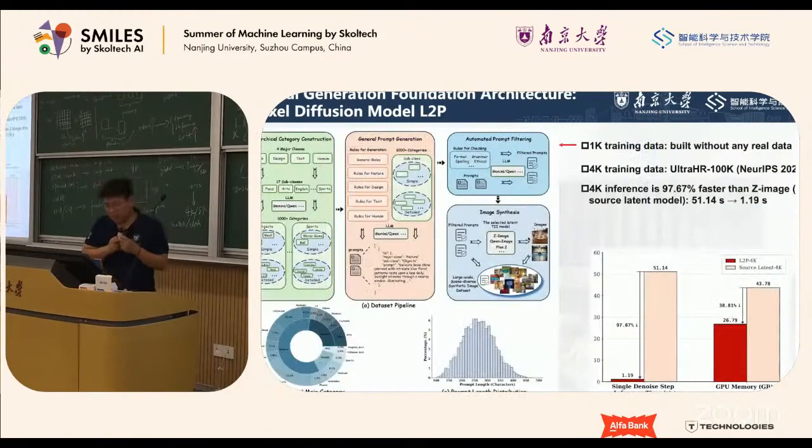And here we summarize the data construction and the efficiency of L2P. The synthetic or model-generated supervision can establish the 1K stage, which means when you use L2P to train a 1K model, you don't need a single real image. But the Ultra HR 100K supports the 4K adaptation training. And the latency and memory charts show the practical benefits of maintaining a fixed token count and using a lightweight progressive design.